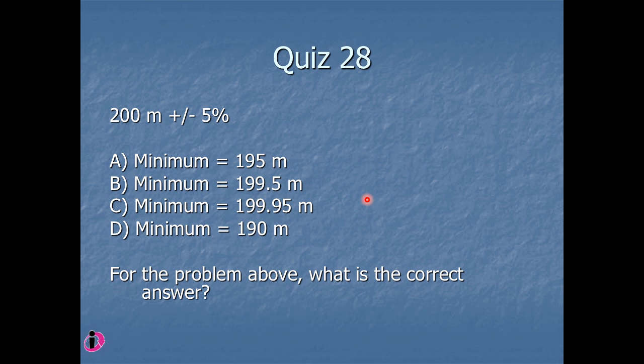And now the time for the minimum. 200 meter minus 10 meter, which is 190 meter. So the right answer is D.